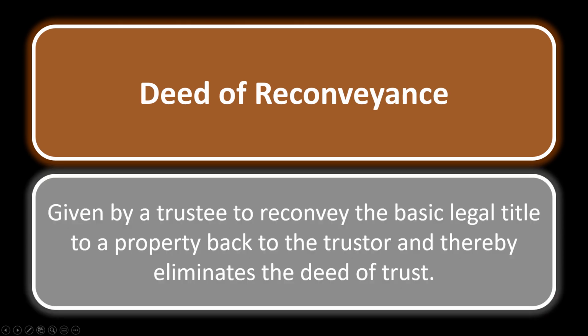Deed of reconveyance. This is something that you would use primarily with trust deeds, because when you use a trust deed, the borrower, who's the trustor, has a debt obligation. Bare legal title is actually provided to a third party called a trustee. Well, once the debt has been paid off by the trustor, then the trustee uses a deed of reconveyance to give the full legal title to the trustor. So, the deed of reconveyance is given by a trustee to reconvey the bare legal title to a property back to the trustor, and thereby eliminates the deed of trust.